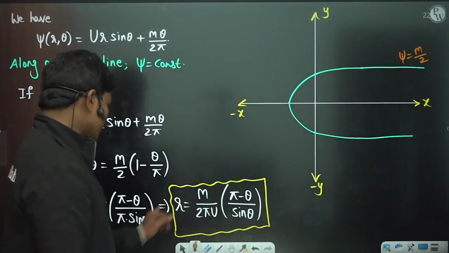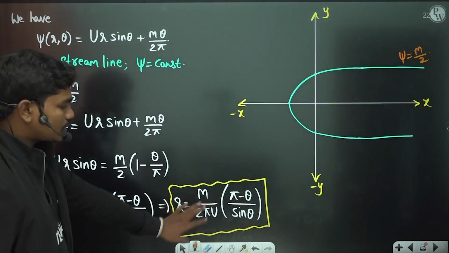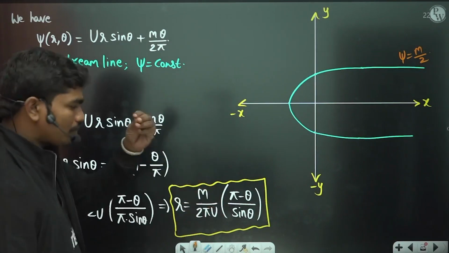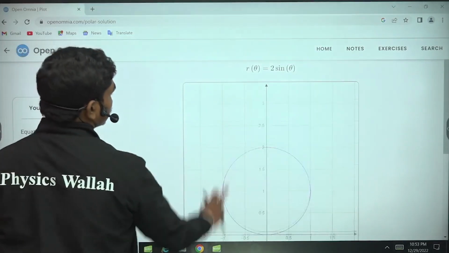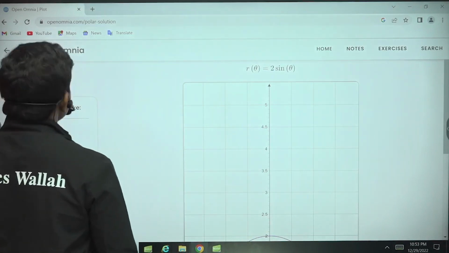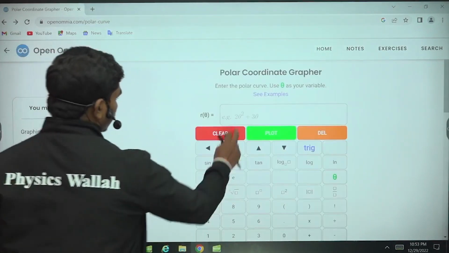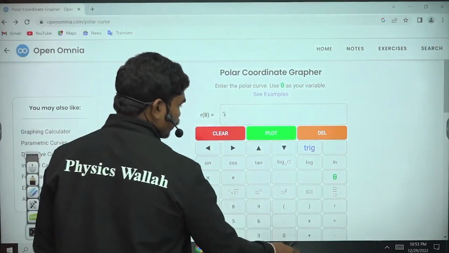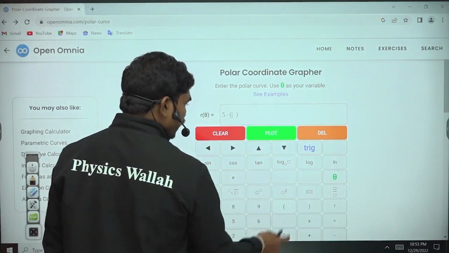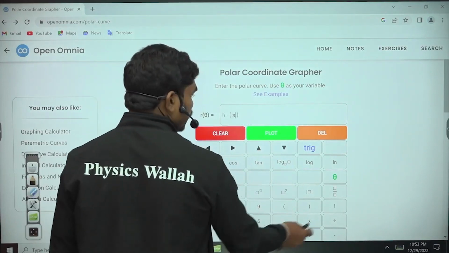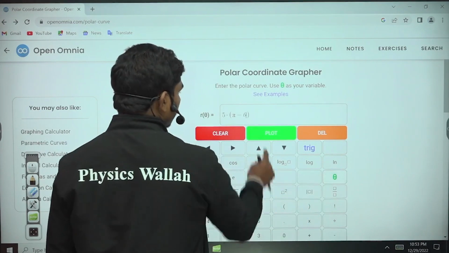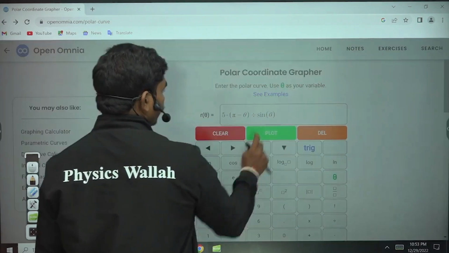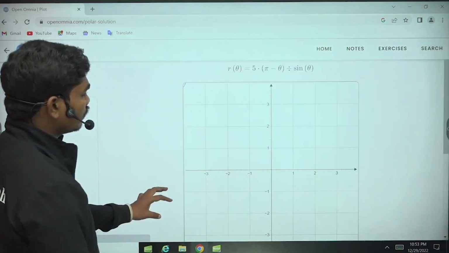Now I'll show you this using that plotter which we have seen. So let us suppose this is some constant value, u is constant, m is constant. So let us suppose this is some constant value, for example 5, something like that. So let us try to plot this. So if you plot this, r is equal to some constant 5 into, for example, 5 times of pi minus theta, so pi minus theta divided by sine theta. Okay, so if you plot this function, look, this is how the shape of the function comes out actually.